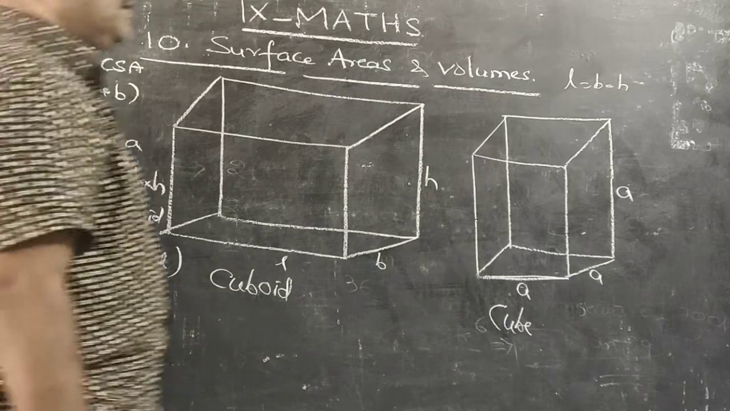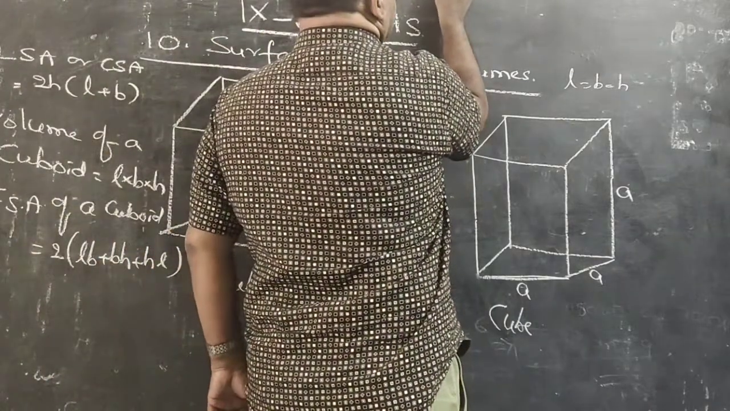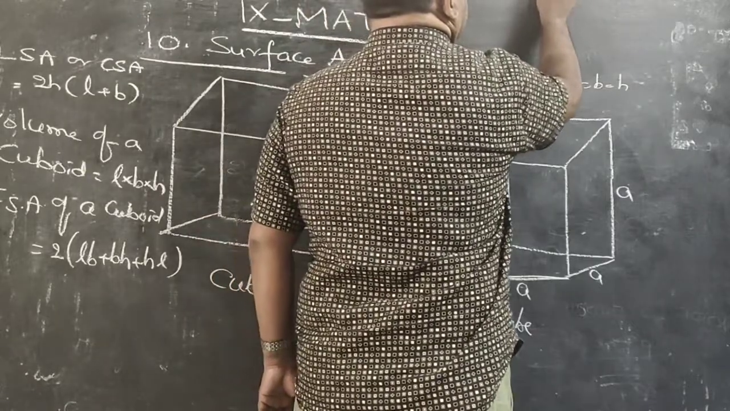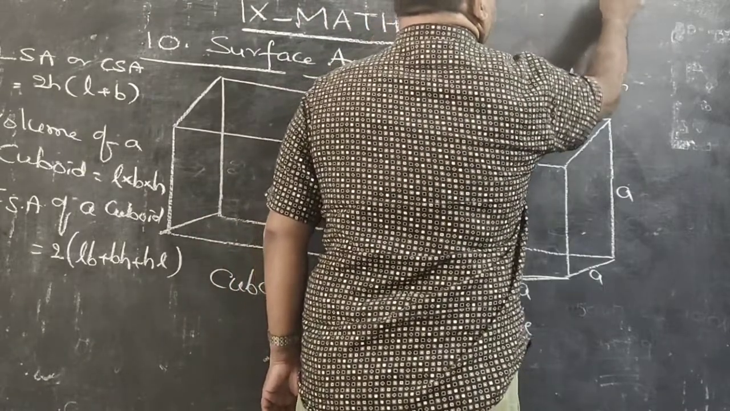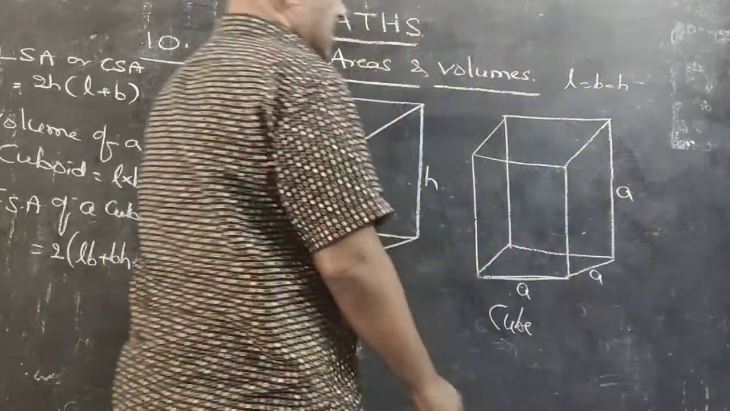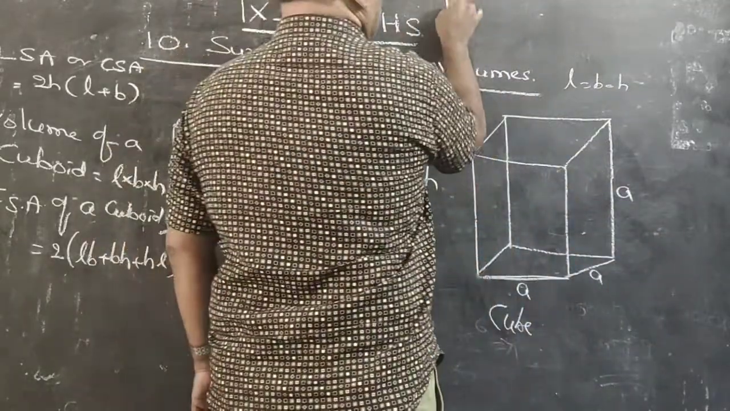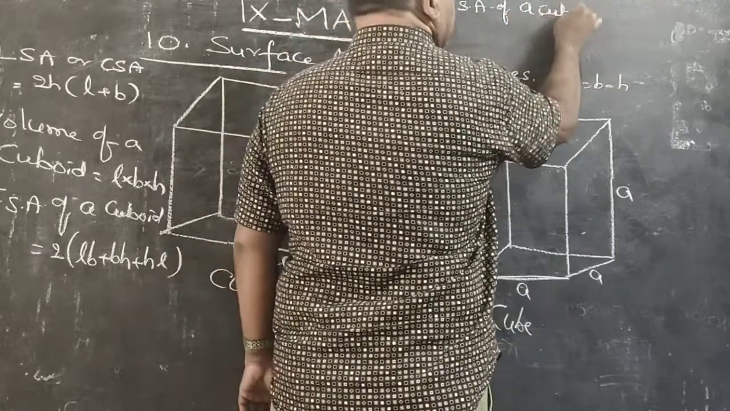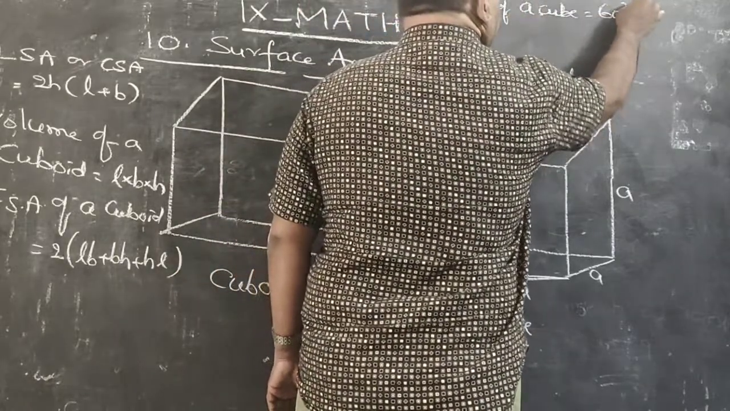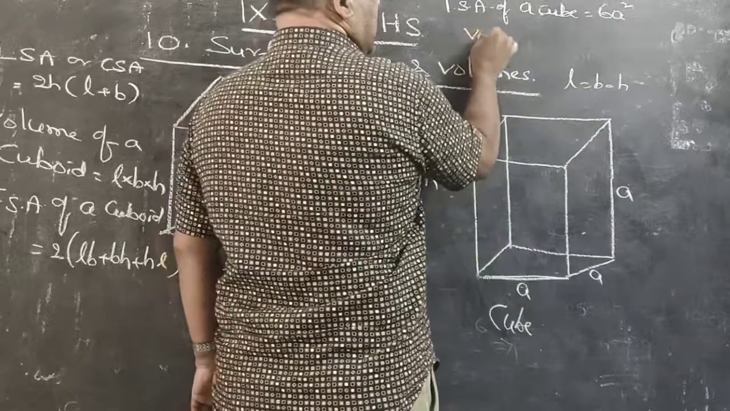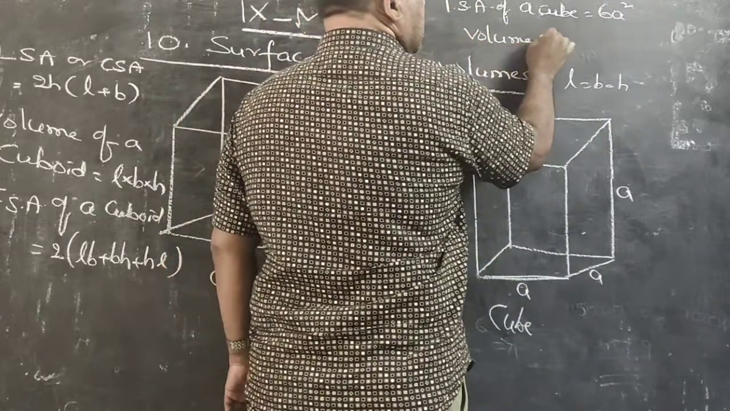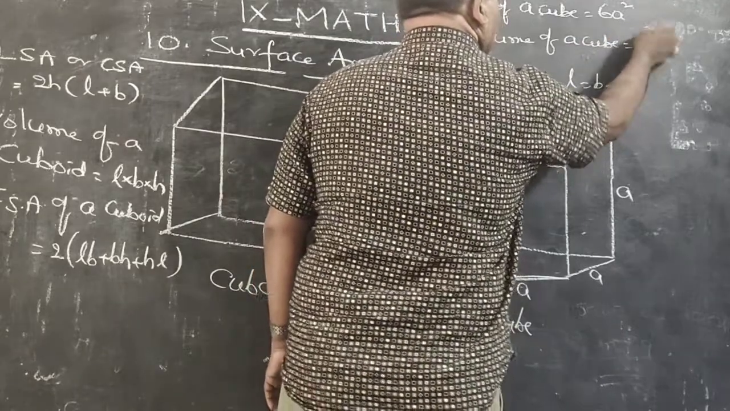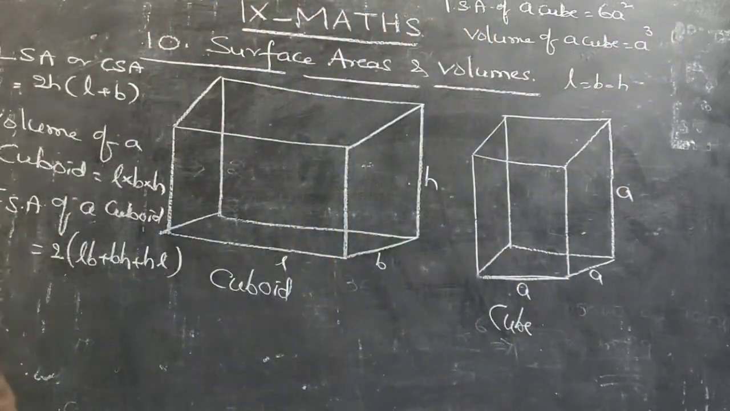Now for a cube, the lateral surface area of a cube is given by the formula 4a². Total surface area of a cube is given by the formula 6a². Now volume of a cube. Volume of a cube is a³. So like this, 3 formulae for a cube.